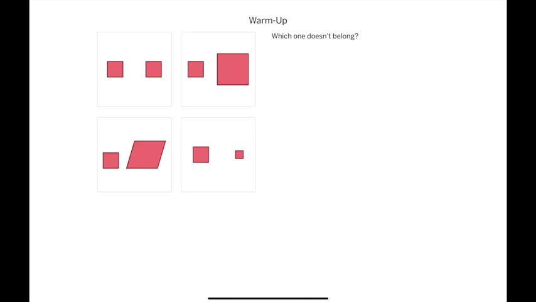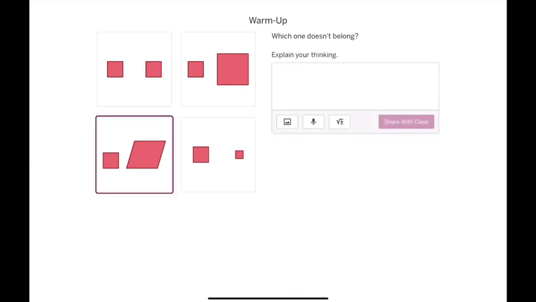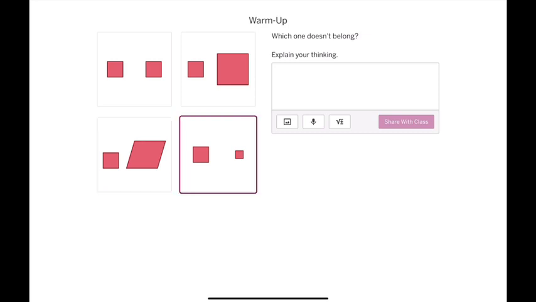Our warm-up here is asking you which one doesn't belong. And I think you could justify a lot of them. Like, to me, the one that stands out as not belonging is this one, right? Because I've got a square and I've got what looks like a rhombus or some sort of parallelogram. So that one to me looks like it doesn't belong, right? But also this one is the only one that gets smaller from left to right.